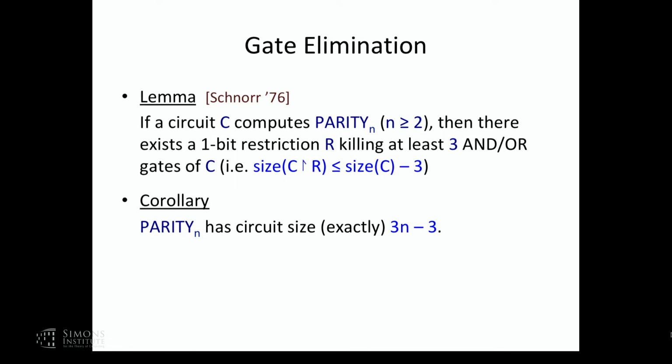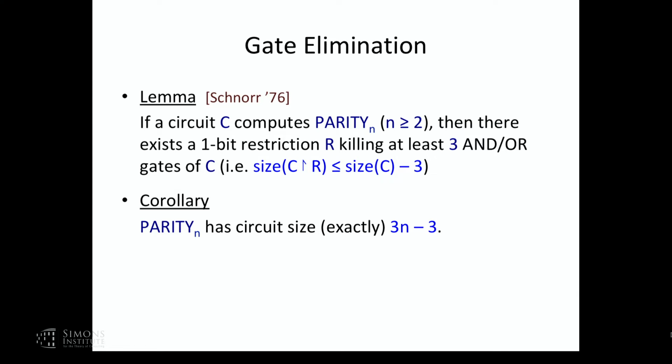Okay, so when I talk about gate elimination methods, here's maybe the simplest example of a non-trivial lower bound. It's the following observation. If we have a circuit C which is computing the n variable parity function for n at least 2, then there exists a 1-bit restriction r which kills at least 3 AND and OR gates of the circuit. Does that depend on the circuit computing parity? Yeah, this is true of circuits which compute parity. It wouldn't be true of all circuits. Maybe I'll leave this as an exercise.